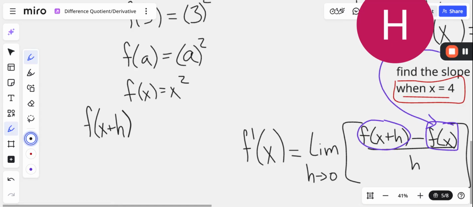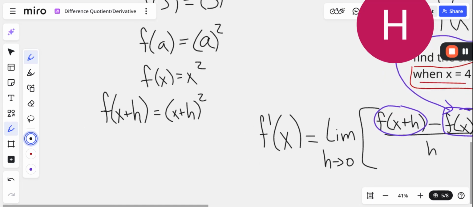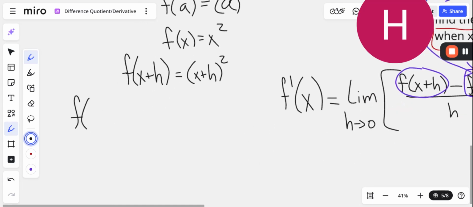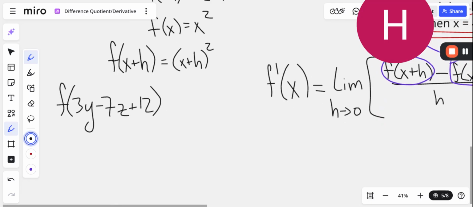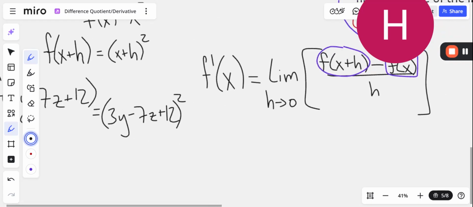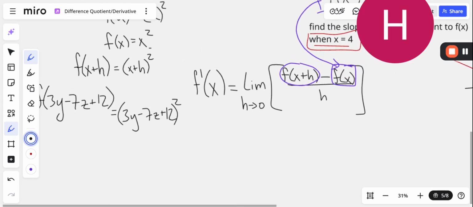Crickets. That's what I hear. Just plug in the x plus h. They think that because it has a plus, you're not allowed to plug it in there. You could totally do that. If I asked you what's f of 3y minus 7z plus 12, I mean, I wouldn't ask you that. That would be kind of weird. But you would just plug whatever's there into where the x is. You're just replacing it and squaring it, right?